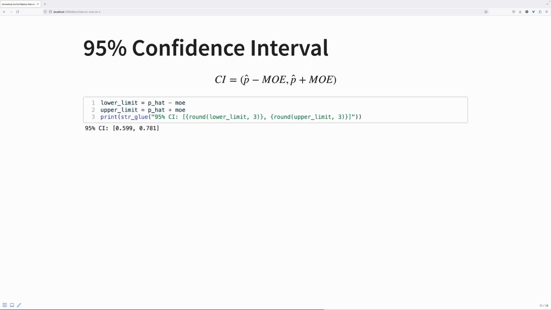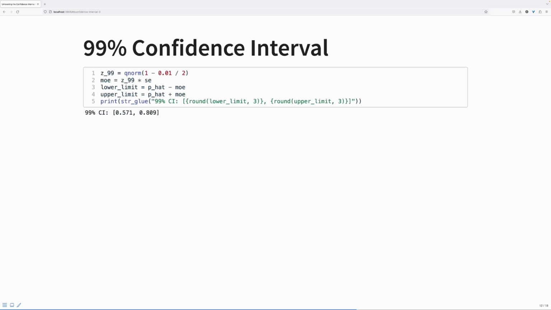So what if we want to calculate a 99% confidence interval? We just need to calculate the z-score for the 99% confidence level, okay? And then it gives us an interval from 0.571 to 0.809. As you've likely observed, as our confidence level increases, our confidence interval becomes wider. This makes intuitive sense because the more certain you want to be about capturing the true proportion parameter, the larger the range we must consider, right?